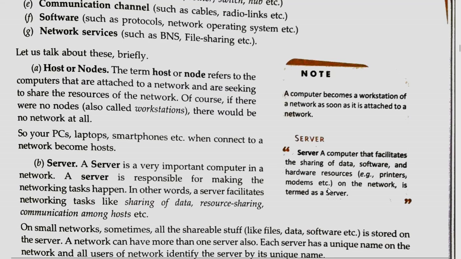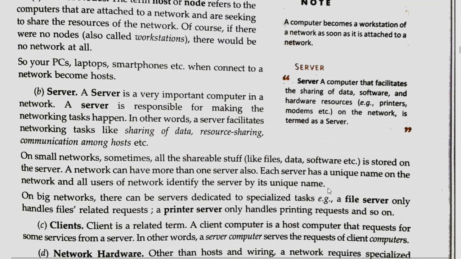Now on small networks sometimes, all the shareable stuff like the files, data, software, etc. is stored on the server. A network can have more than one server also. Obviously, it may depend upon the network structure or how big the network is. So there can be demand for more than one server also to handle the requests of the hosts. Okay, so each server has a unique name on the network, and all the users of the network identify the server by its unique name.